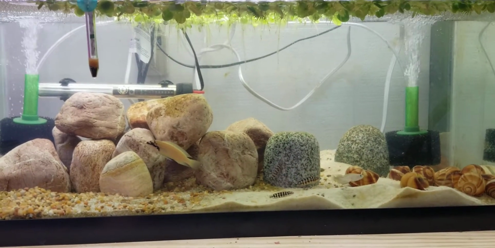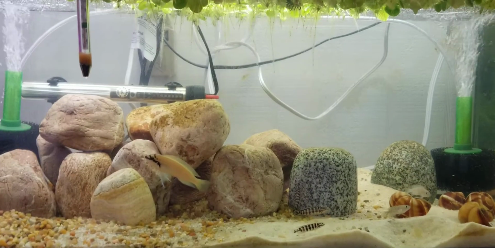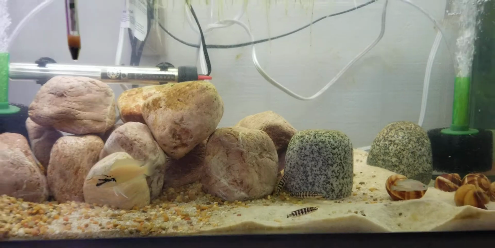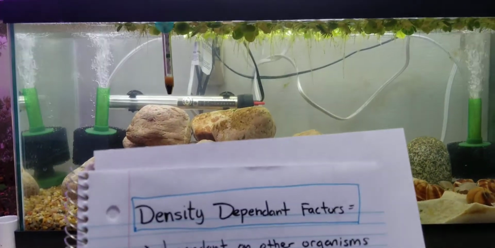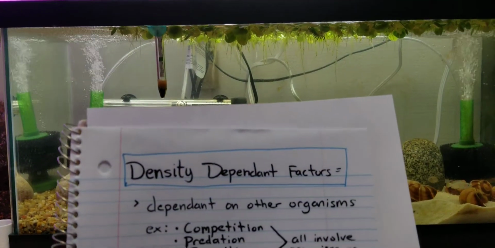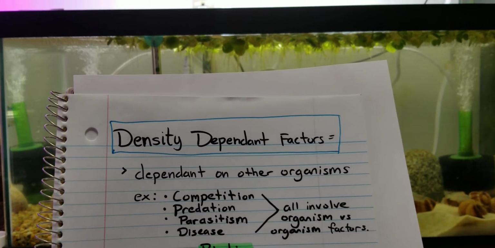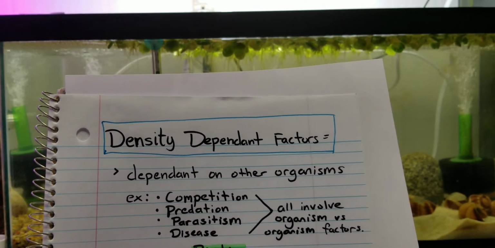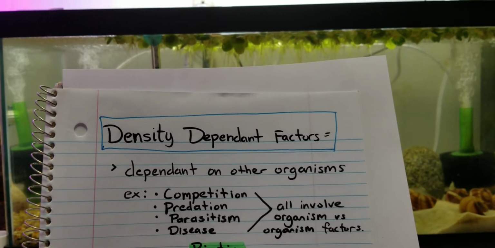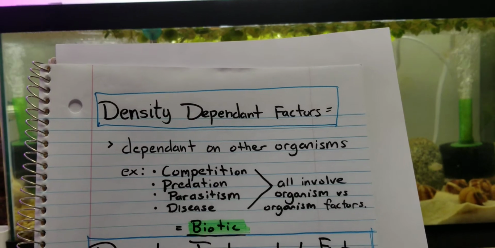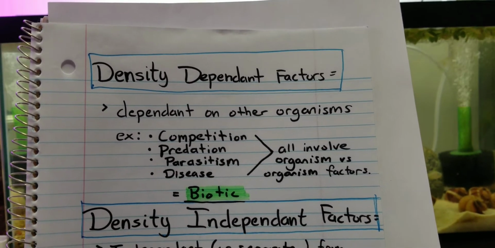So as a result, we end up having a list of these components. We have our density-dependent factors. Dependent on other organisms. Your examples are competition, predation, parasitism, and disease. All involve organism versus organism factors. These are biotic. Okay? After that, we have our density-independent factors.